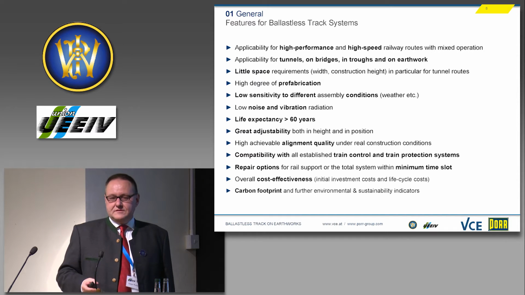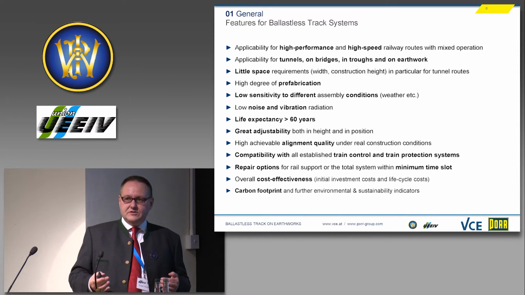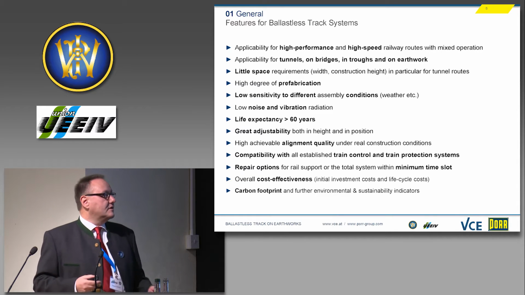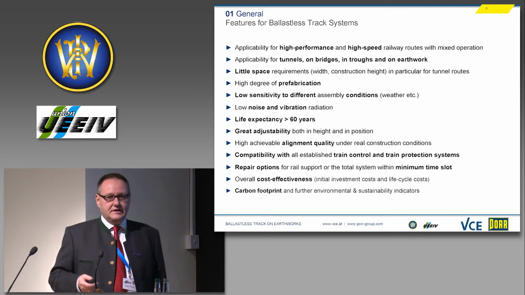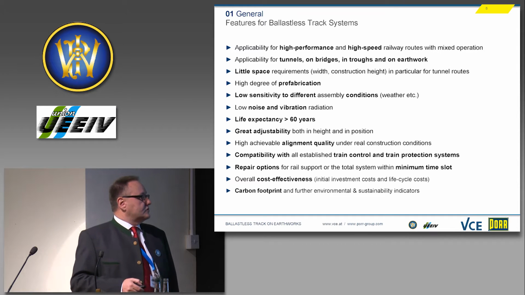Today we know that most of the systems which exist are good systems, but it depends very much on the local situation on site whether the system is then in practice really a good system or not. If you have, for example, a big sensitivity concerning changes of temperature or something like that, this may lead to a bad track quality finally. And so this shall be avoided as much as possible.